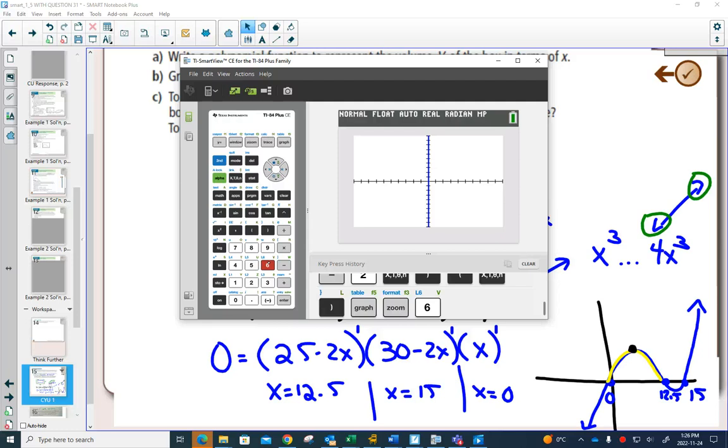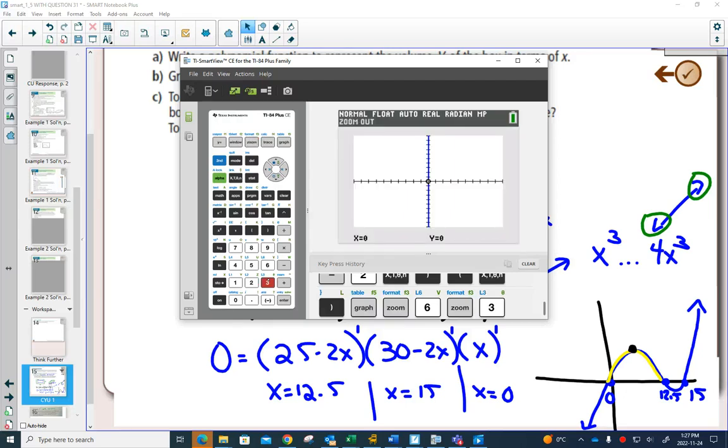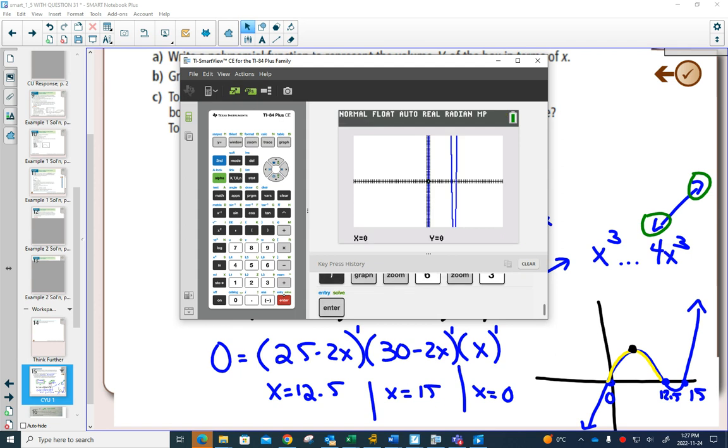So we have to change things. Some things that intuitively make sense to change, you might hit the zoom button. And you'd be like, oh, I could zoom out. Maybe that would help. Sometimes, though, when you hit the zoom out button and push enter, well, it looks like I've got a little bit of this and a little bit of this, but it's really squished and tighter together. So how do I change my window to see what I want to see? Well, there is a window button. That window button is going to be helpful on your graphing calculator. There's also a table button above graph.